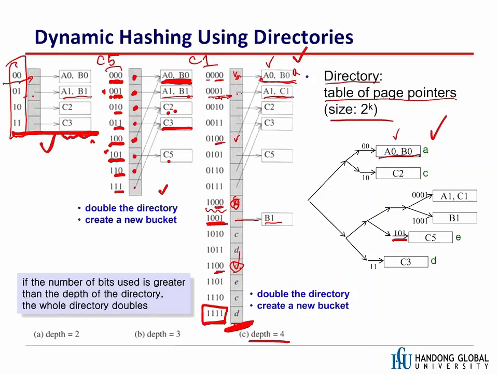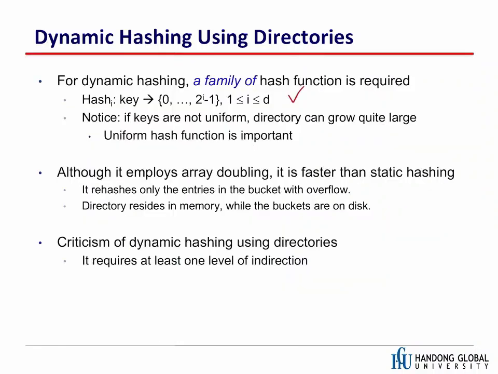Do you see the difference? In this case, the hash function should read the last 2 bits, but in this case, it should read the last 3 bits. In this case, it should read the last 4 bits. So whenever we increase the depth, we have to have a slightly different hash function. It's similar, but it's different, right? That's what this says. The hash function at level i should read the last i bits.